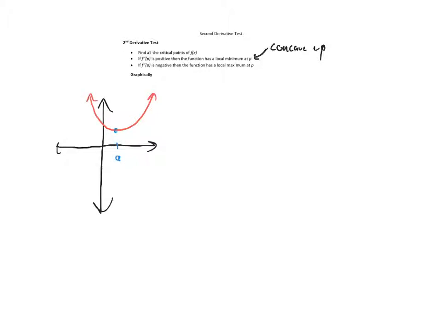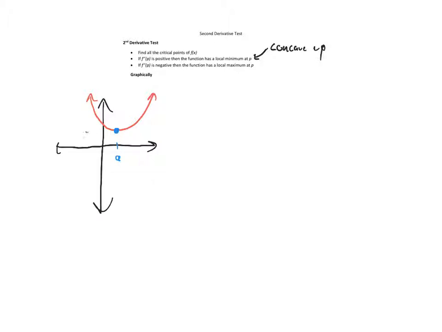This first point says if f double prime of p is positive, then the function has a local minimum at p. The reason is that this shows that at p it's concave up. So let's think about that graphically. If we had some function that had this shape, and let's say we had this point A, obviously that point is a minimum, and what we're showing is that at that point it's concave up.